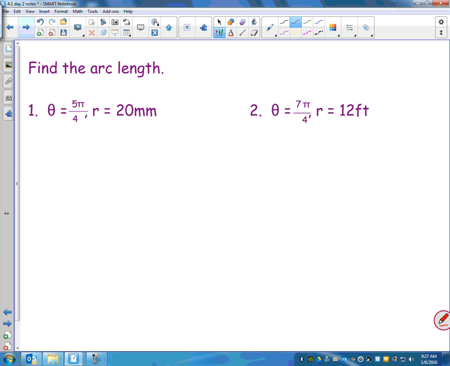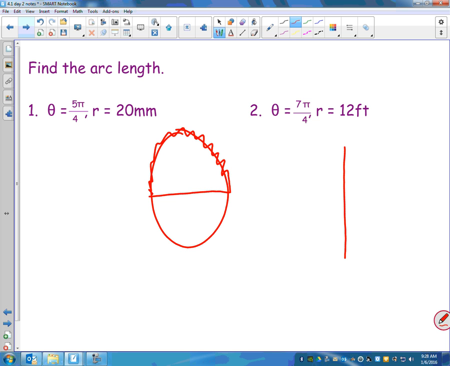Notice on number 1, it says find the arc length if theta is 5 pi fourths and the radius is 20 millimeters. You can draw a picture if you want, but we don't really need to. 20 millimeters isn't that much of a radius. 5 pi fourths, just to start thinking about it in terms of radians, remember that 180 degrees is pi radians. So is 5 pi fourths more than 180 or less than 180? From here to here is 180 degrees, aka pi.